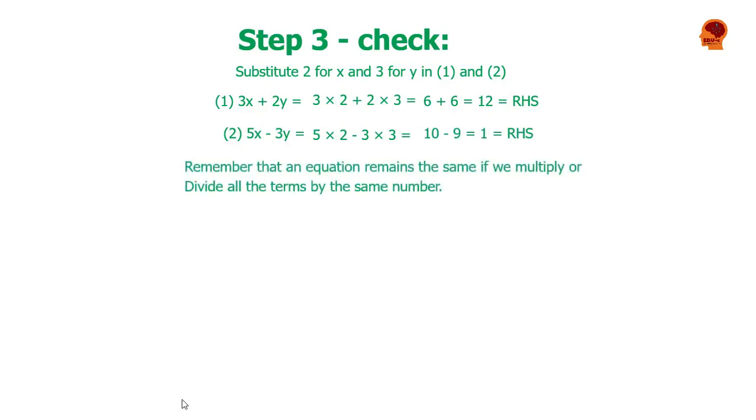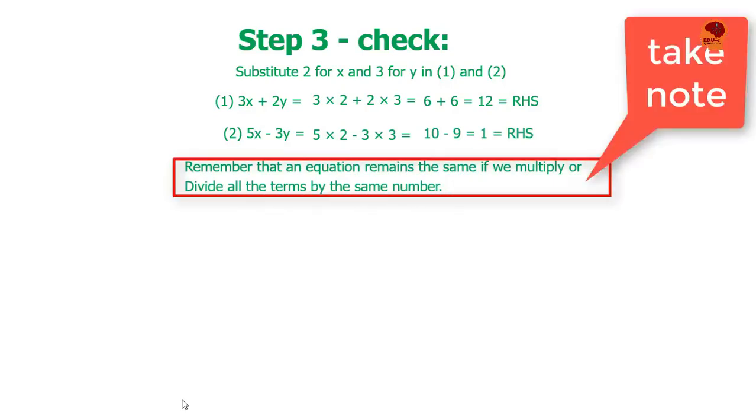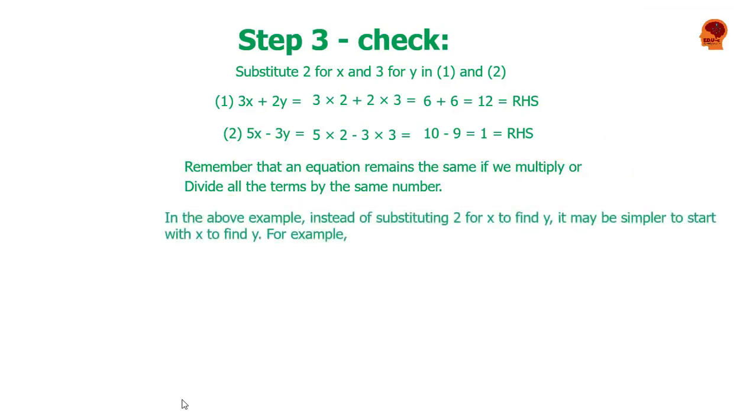Running what? Checks. Alright, now remember that an equation remains the same if we multiply or divide all the terms by the same number. That's very correct. Now in the above example, instead of substituting 2 for x to find y, why can't we substitute with x to find y? For example, we actually made the coefficient of y the same in the previous one we just saw. So now we're going to make x the same. Now how are we going to do that?